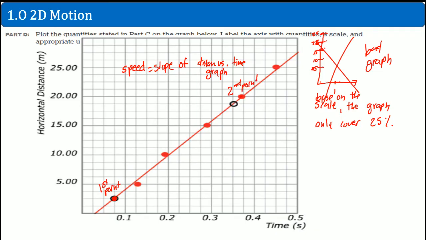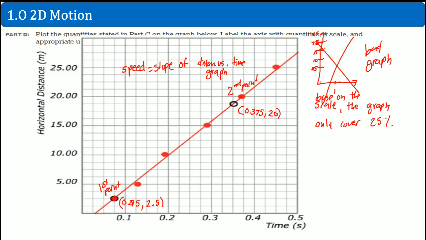My first point here, I think, was 0.075, comma 2.5. My second point here, I think I made this 0.375, comma 20. That's my second point.